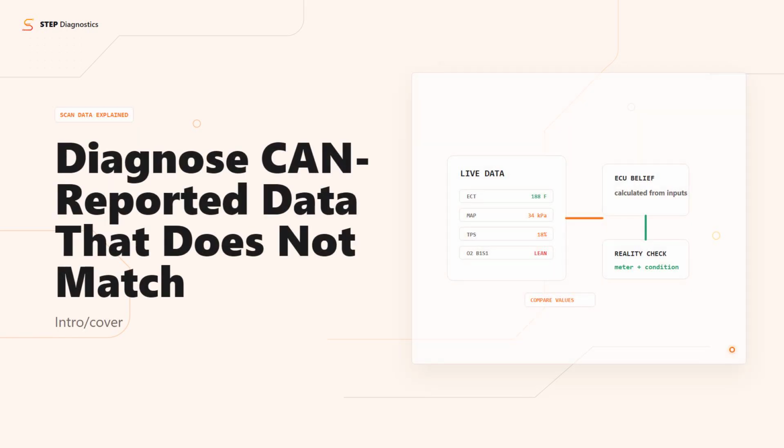This video will teach you how to investigate cases where the SCAN tool's reported data differs from what you measured directly at the vehicle or module. Understand the reasons for mismatch and the right steps to take.